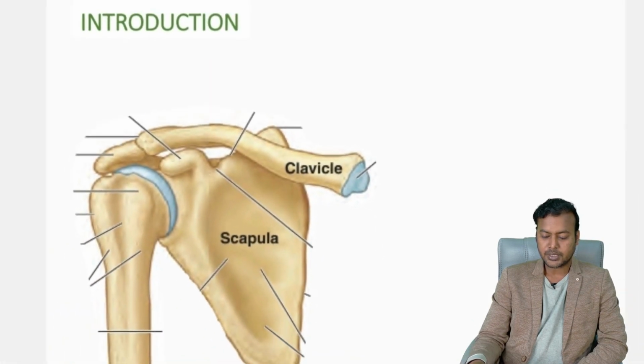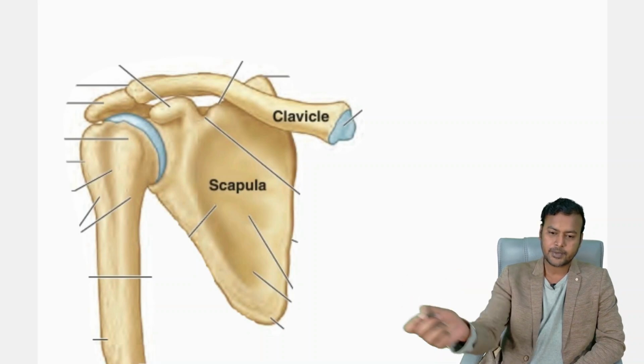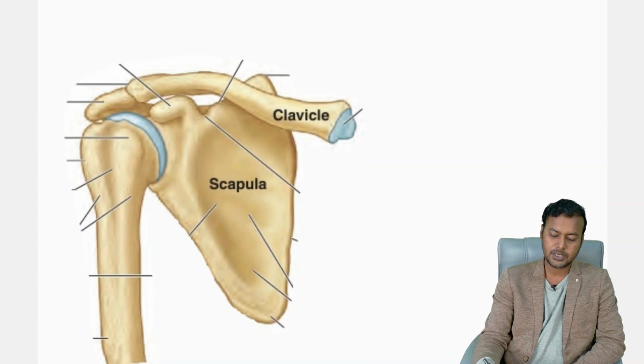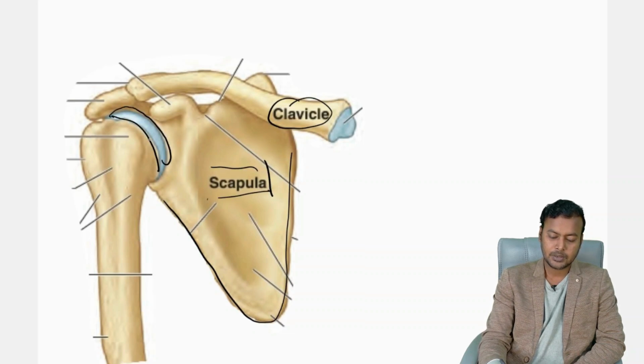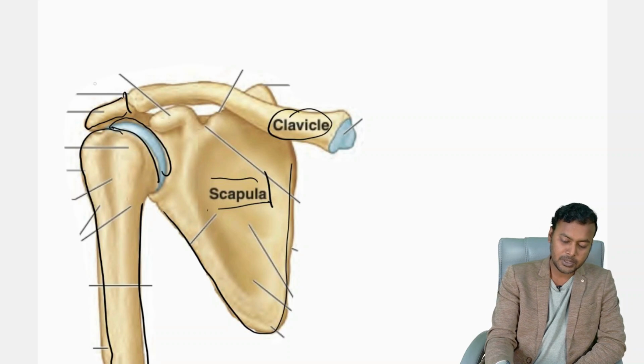Now, coming to this image, here you can see the shoulder joint from the ventral aspect. Students, I want all of you to identify a few features of this image. Here you can see this is the clavicle. This triangular bone is the scapula. This round head with a long shaft, this bone is the humerus. And here you can see the acromion process, the acromion process of the spine of the scapula.